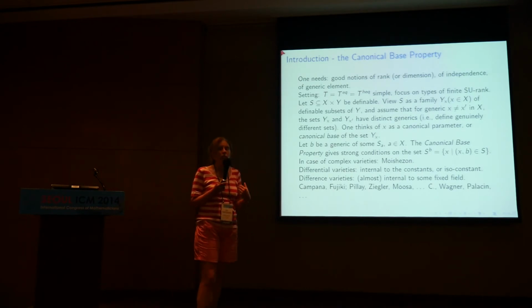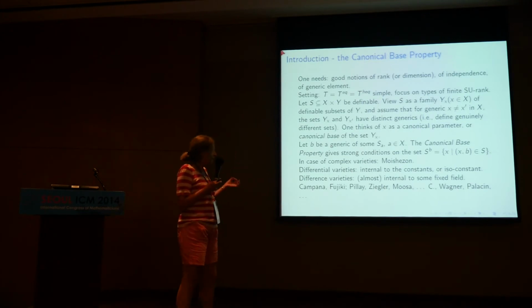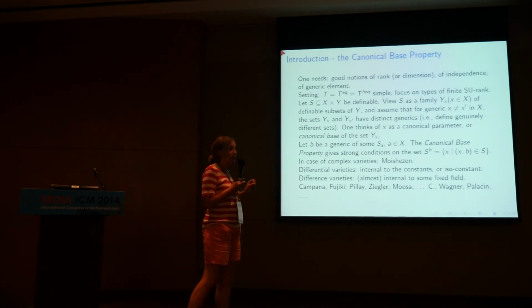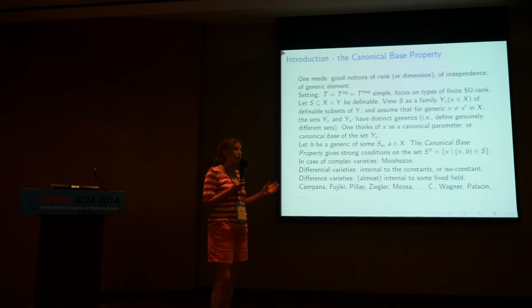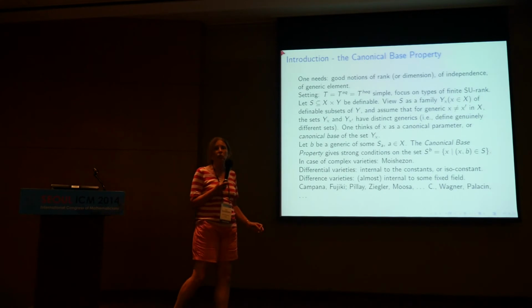And now I'm sort of shifting the emphasis. And the thing is that this canonical base property is going to tell you that A over B is not just anything, it's going to satisfy some very strong conditions. All right?